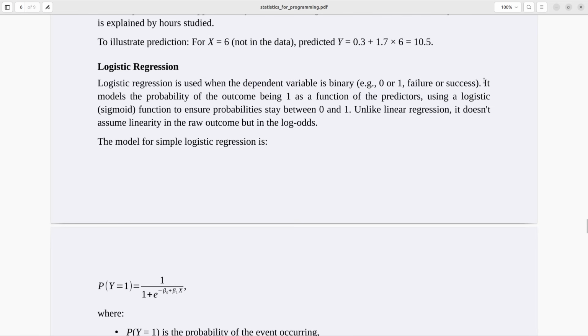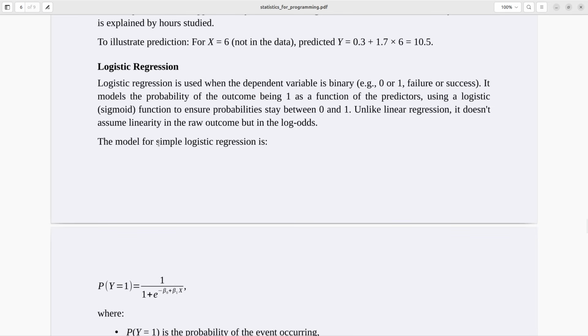So logistic regression models the probability of the outcome being 1 as a function of the predictors, using a logistic function, which is a sigmoid function in many cases, to ensure the probabilities stay between 0 and 1, okay? And unlike linear regression, it doesn't assume linearity in the raw outcomes but in the log odds, and we will show the meaning of the log odds later on.